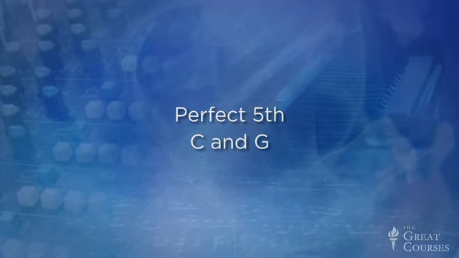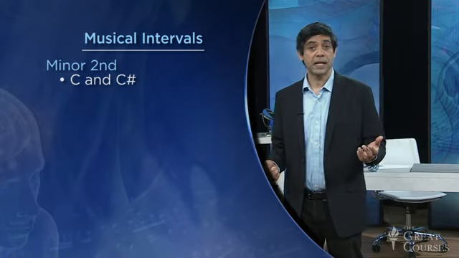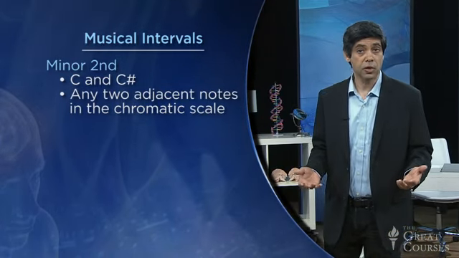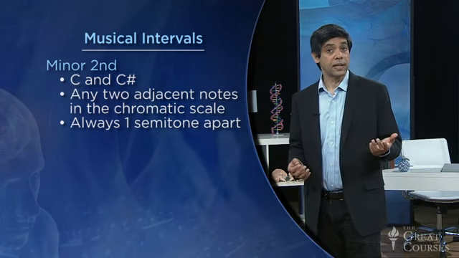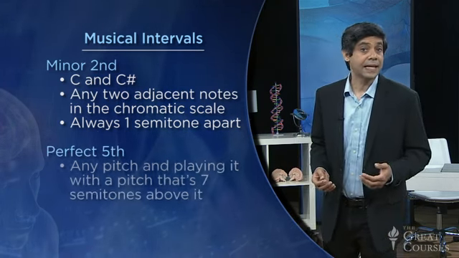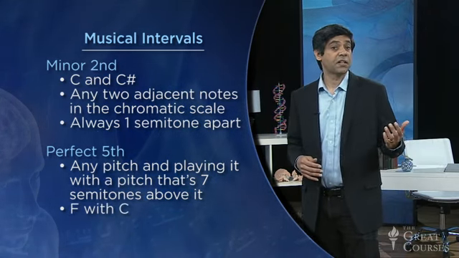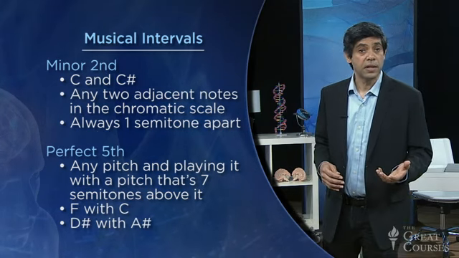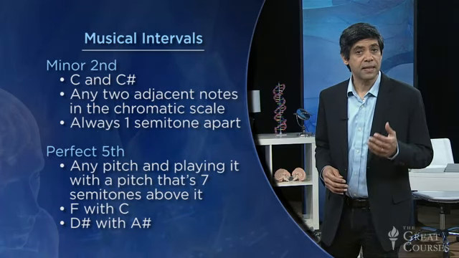A key fact about intervals is that they are transposable, or movable up or down in pitch. You can make a minor second from a C and a C sharp, but you can also make it by playing any two adjacent notes in the chromatic scale, because these notes are always one semitone apart. Similarly, you can make a perfect fifth by taking any pitch and playing it with a pitch that's 7 semitones above it, like an F combined with a C, or a D sharp with an A sharp. Let's listen to a few different minor seconds and perfect fifths to make this idea clear.